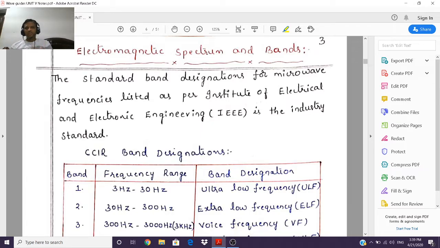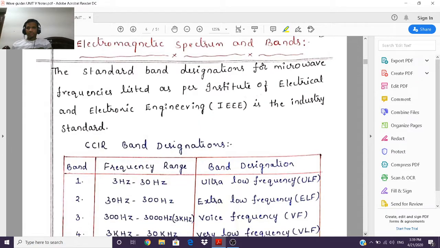That means the starting frequency is maybe 1 hertz, and the highest frequency can extend to 10 power 25 hertz also, which is more than exahertz. 10 power 3 is generally called kilo, 10 power 6 is mega, 10 power 9 is giga, 10 power 12 is tera, 10 power 15 is peta, and 10 power 18 is exa. As far as microwaves are concerned, we generally take up to 10 power 18, which we call exa.